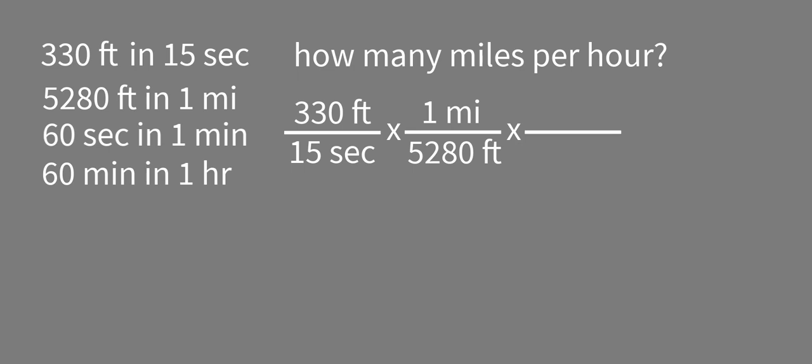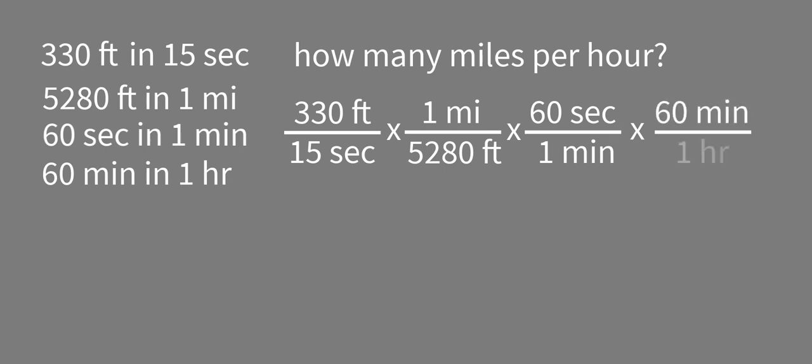And first we'll step up to minutes. There are 60 seconds in 1 minute. But we don't want minutes, we want per hour. So we still need to convert minutes to hours. Minutes is on the bottom, so to get rid of it, we have to put it on top. We know hour is going to be on the bottom. So there are 60 minutes in 1 hour.